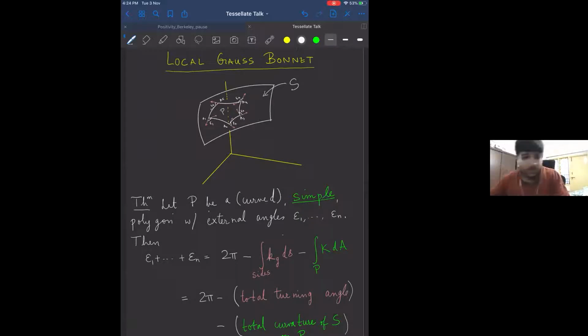So for Gauss-Bonnet, I actually want to generalize even further. Instead of triangles, I actually want to look at polygons, right? And I want to look at simple polygons, which just means that there's no hole inside the polygon. So S is going to be my surface. So if you're uncomfortable, you can just imagine the surface of a sphere. But it could be an abstract surface. It could be the surface of a paraboloid or an ellipsoid, whatever. And then I choose a polygon on that. And you can see that I've marked out all the external angles.